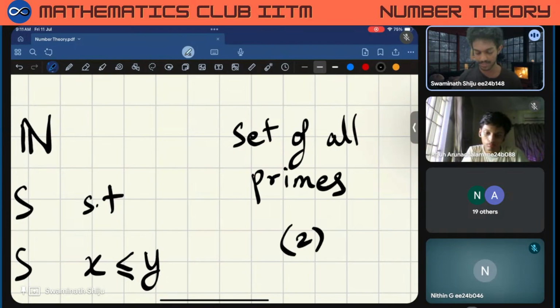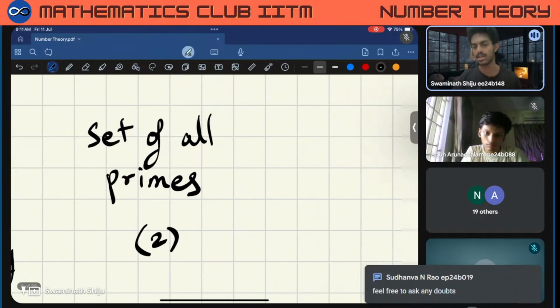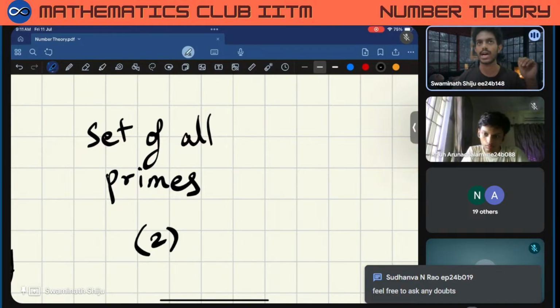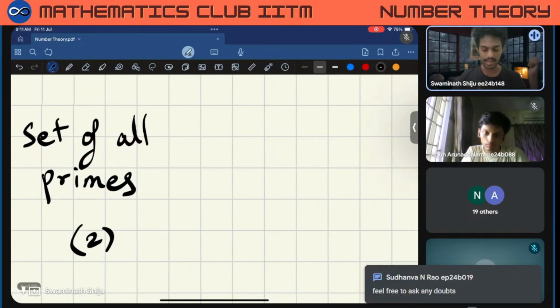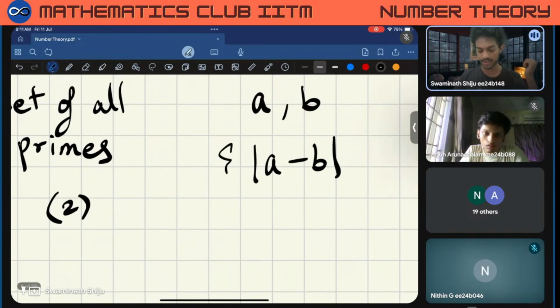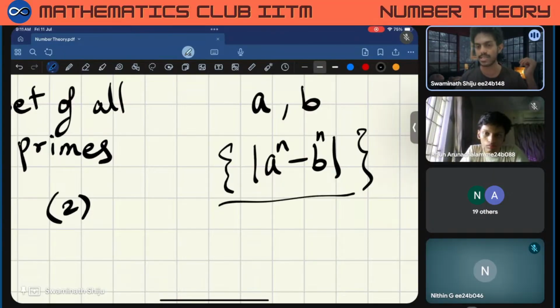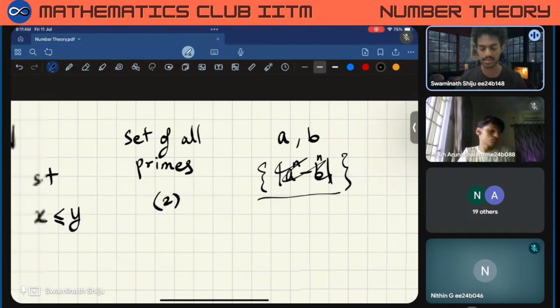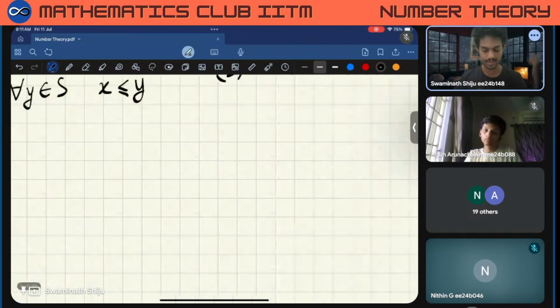Least element is obviously 2. But then you can also use this in a more abstract sense while doing proofs. Like if I give you a number A and a number B, and I consider the set of modulus of A minus B, modulus of A power n minus B power n. This is a set of non-negative integers. I can find a smallest element in this, even if I don't know what the set exactly is. Even if I didn't know this, if it's non-empty, I can tell you it has a least element. So okay, fine.